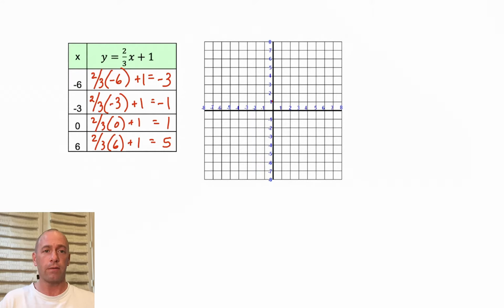So again, I've got 4 points. If I did everything right, all 4 of these points should fall on a nice straight line. I've got negative 6, negative 3, negative 3, negative 1, 0, 1, and 6, 5. And voila, we have a nice straight line. It tells me that I've done everything right.